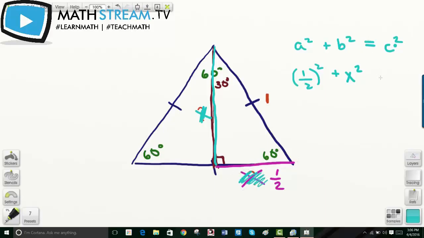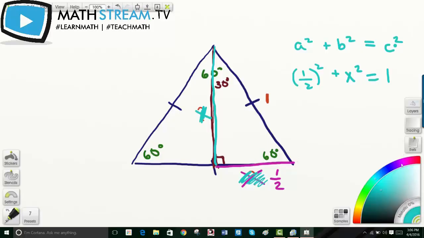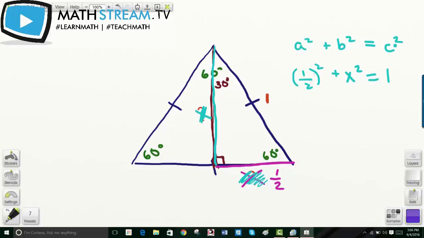So 1/2 squared plus x squared equals the hypotenuse squared. And we said the hypotenuse is right here, and we know it's 1. 1 squared is just 1. So 1/2 squared plus x squared equals just 1. Let's try to simplify this. 1/2 squared is 1/2 times 1/2, which gives us 1/4.